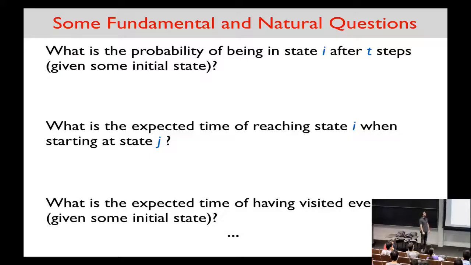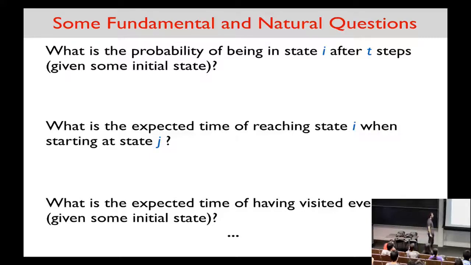So what is the probability, for example, that we'll end up in state i after t steps? I can ask you, I give you a Markov chain and I say, okay, after 100 steps, what is the probability that I will be in state 1? So can you tell me that probability, or how would you calculate that probability?